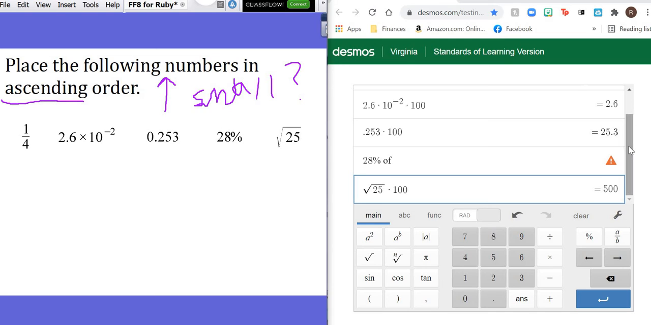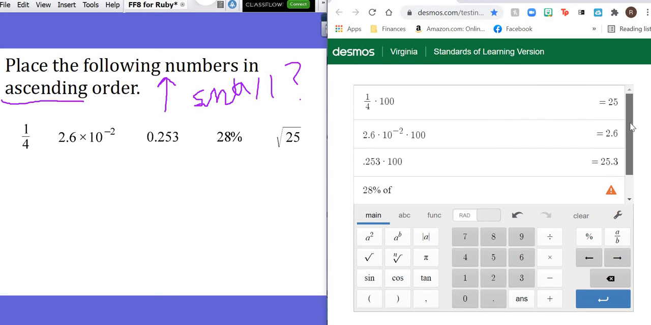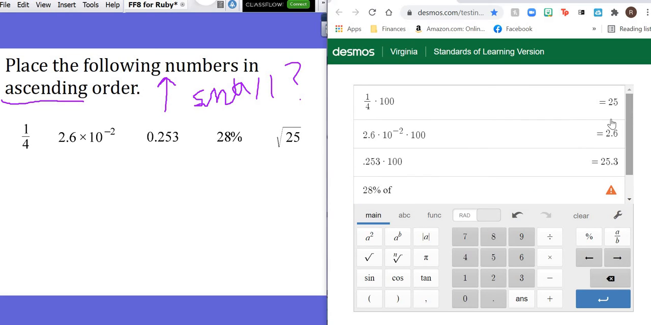So let's look at these. We've got 500%, 28%, 25.3%, 2.6%, and 25%. So as we look at these numbers, we know that 500% is going to be the biggest. So let's start over here. The smallest I see is 2.6%. So that means that 2.6 times 10 to the negative 2 is definitely the smallest. And I'll put a line through that.